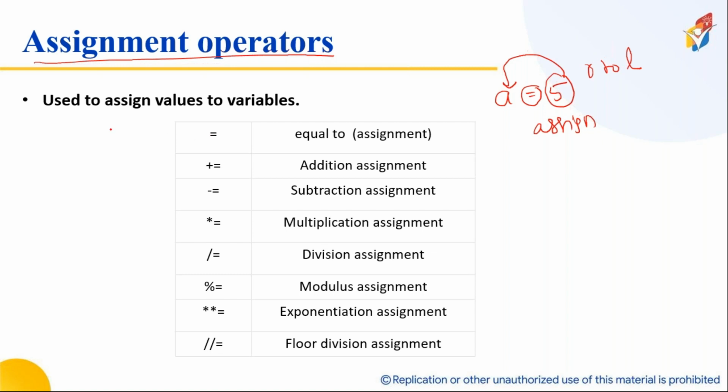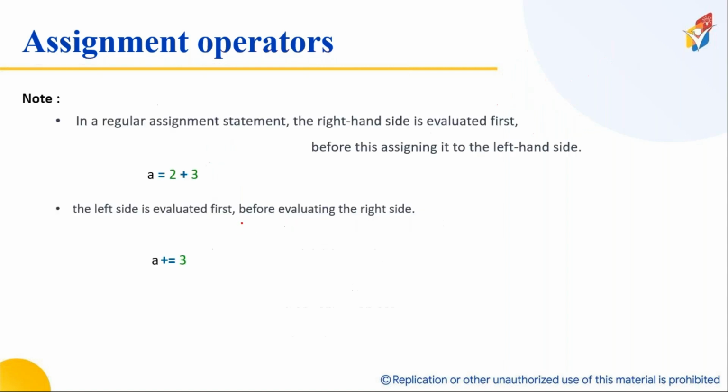Now look at here. What are the operations we have? Equal to, plus equal to, minus equal to, like this we have some operations. Now let me discuss how they will be executed. If you understand this first example, what will happen? First of all, the right side expression will be evaluated. So 2 plus 3 will become 5. The 5 will be assigned to A. That's what I have given here.